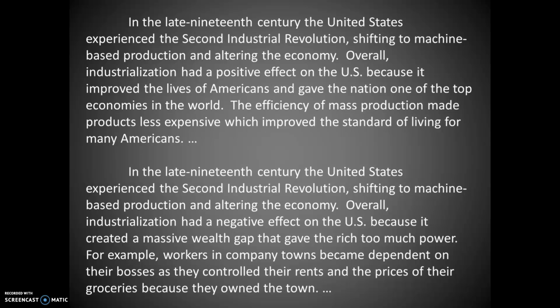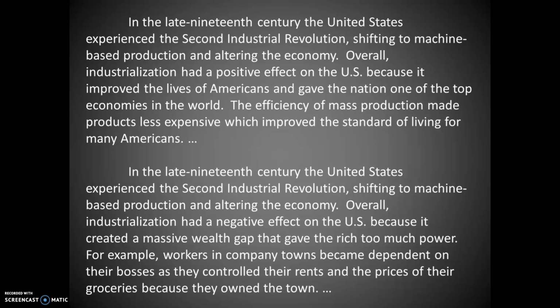Notice the first sentence, this is my context. In the late 19th century, the United States experienced the second industrial revolution, shifting to machine-based products and altering the economy. That is the same in both. It is neutral. You can use it in both the positive and the negative. Then I start into my thesis. Overall, industrialization had a positive effect on the U.S. That's my position. And because it improved the lives of Americans and gave the nation one of the top economies in the world, that's my argument.